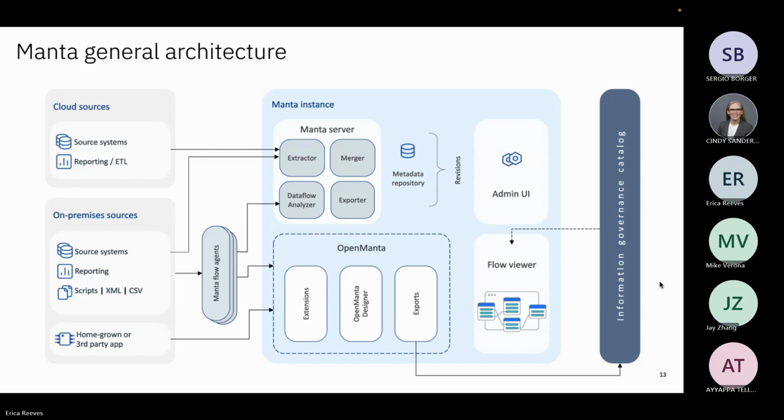And on the right-hand side, you can see the admin UI. This is where you set up the connection and the workflow. And then the flow viewer is the piece giving you the graphical representation of the lineage information. And a downstream system can use the API to query the graph database and get the lineage information. The next slide, please.